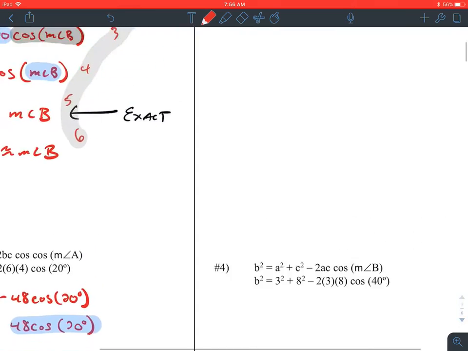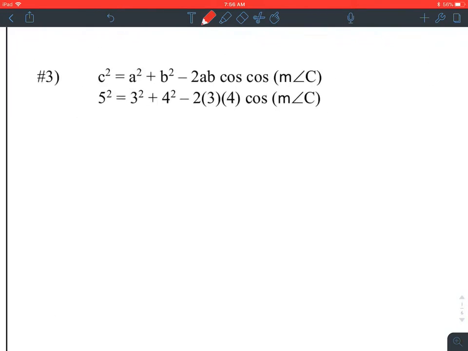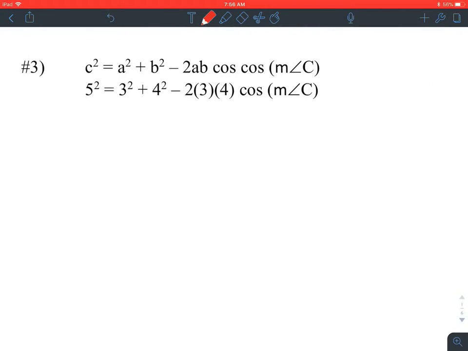Number 3. This one we're finding an angle again. So simplifying, order of operations, 5 squared is 25, 3 squared is 9, 4 squared is 16. The product of 2, 3, and 4 is 24.